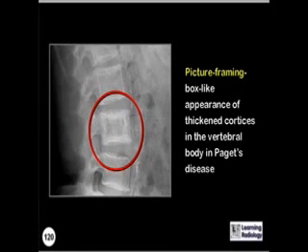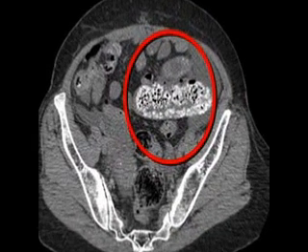This is picture framing, the box-like appearance of the thickened cortices in the vertebral body in Paget's disease. What is the name of this sign?